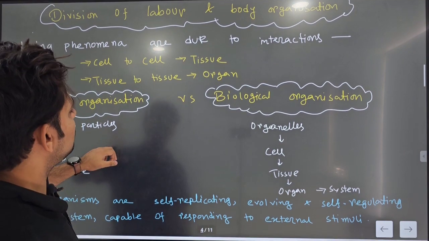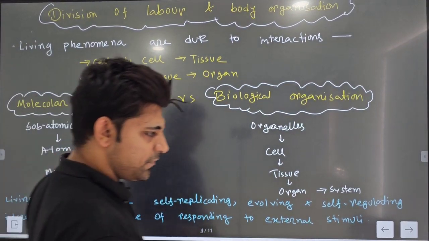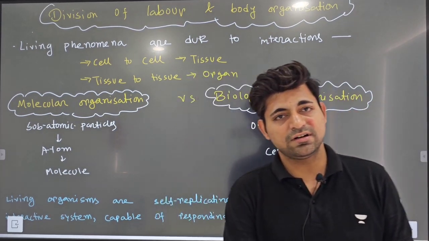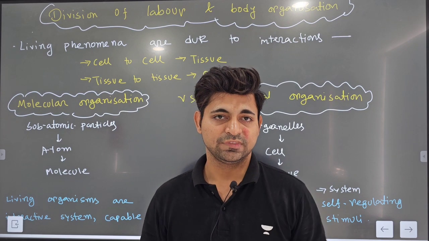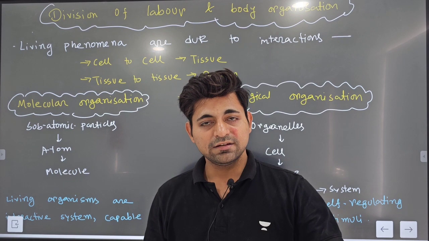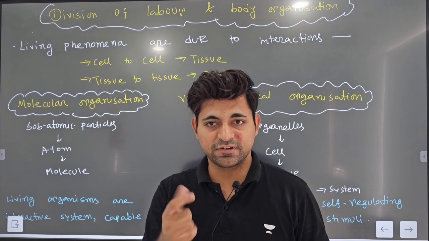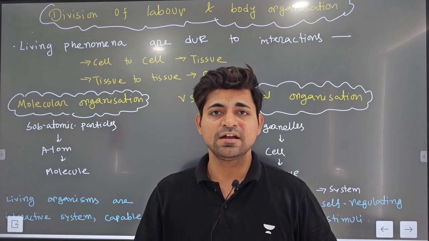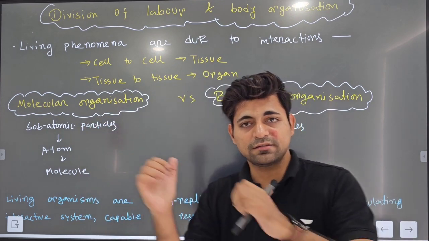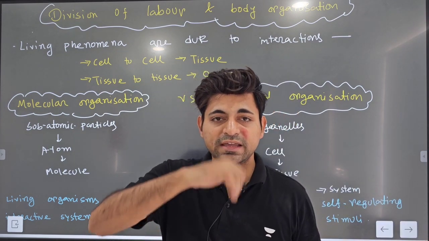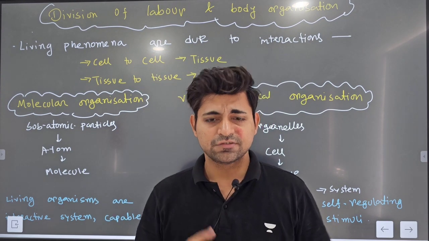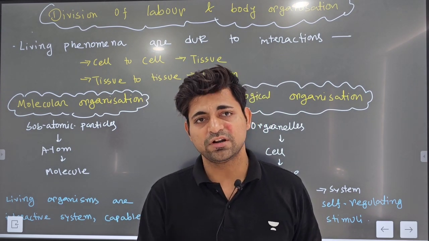Now the division of labor: if you see multicellular organisms, the first multicellular animals are poriferans, and the most advanced are chordates. In porifera also you will find different cells with different functions. Few cells in porifera, meaning sponges, take in water. Few cells catch the food. They help in water streaming inside the body. So there are different types of cells present in the body of porifera.